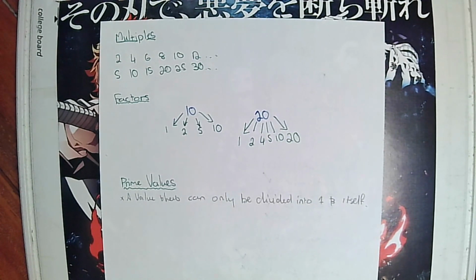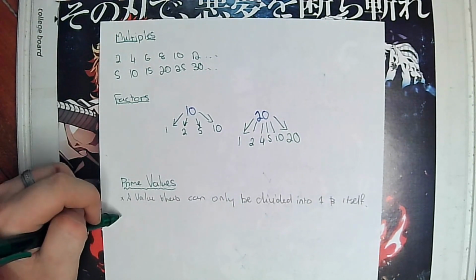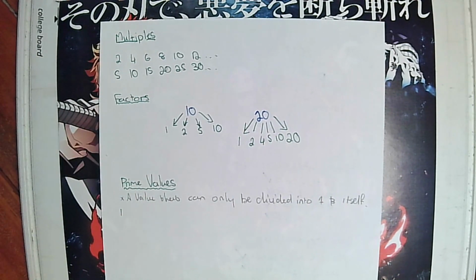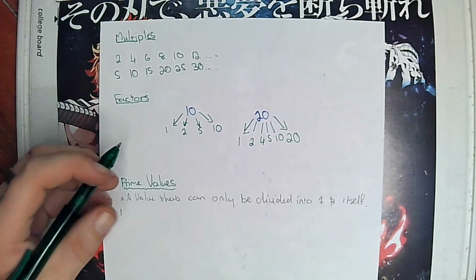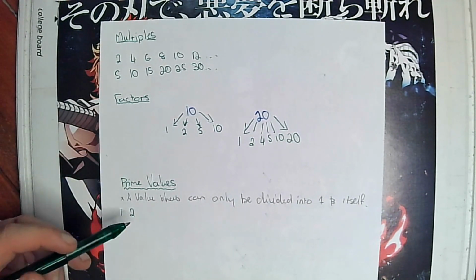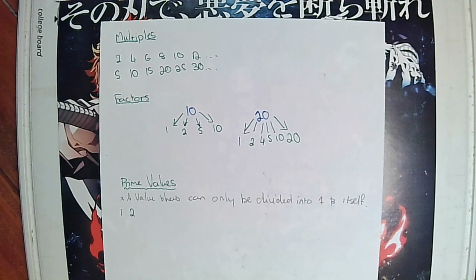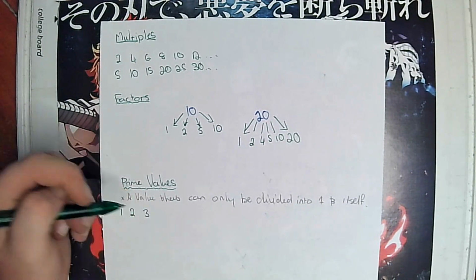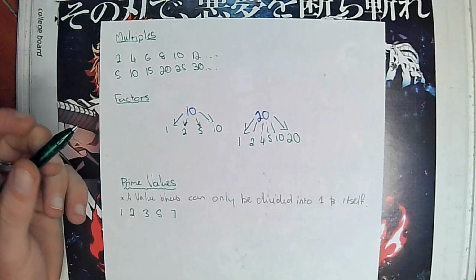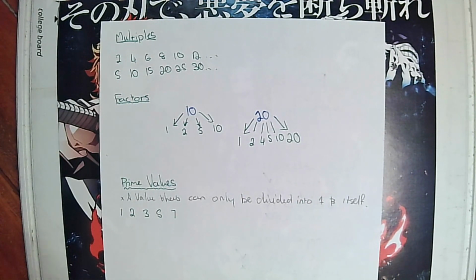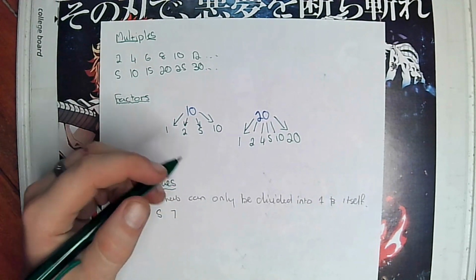So prime values like 1 is only divisible by 1 and itself. 2 is divisible by 1 and itself and nothing else. 3, 5, 7. Now at this stage you might think, okay, well, the rest is just uneven numbers. Not the case. 9 is not a prime value because it is divisible by 3. So the next prime value is actually 11.